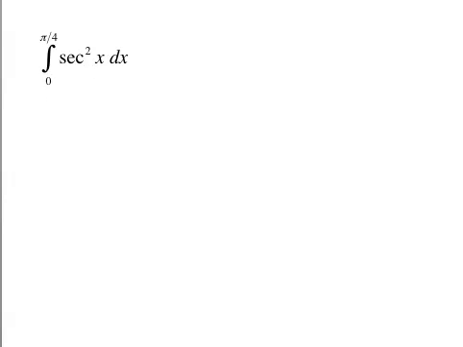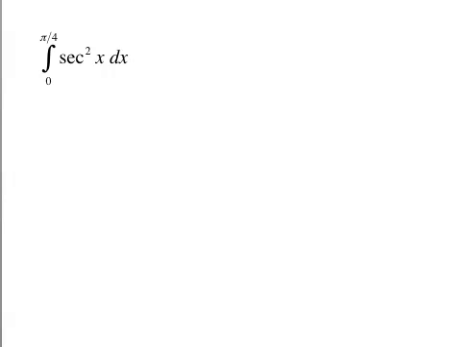Our next question is the integral from 0 to pi over 4 of secant squared x dx. And our first strategy is to look for that antiderivative. Come up with a function whose derivative is secant squared x. The only way you can do that is if you memorize the derivatives of the trig functions.